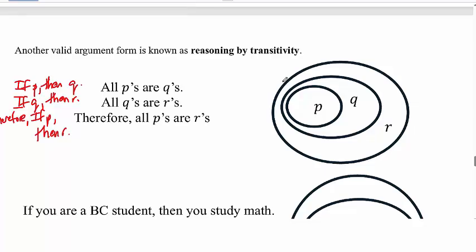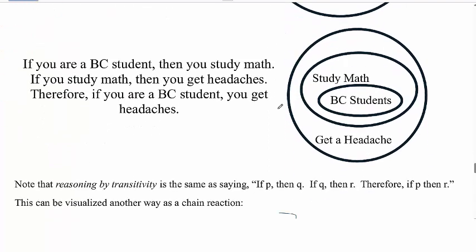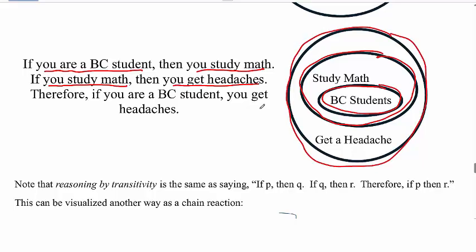So as an example, let's say that the first statement is if you are a BC student, then you study math. And the second statement is if you study math, then you get headaches. So there's a kind of chain reaction here. The BC students fall into the studying math category, and then the studying math students fall into the getting a headache category. So that means that if you're a BC student, you automatically know that you're going to get a headache. It's a chain reaction.